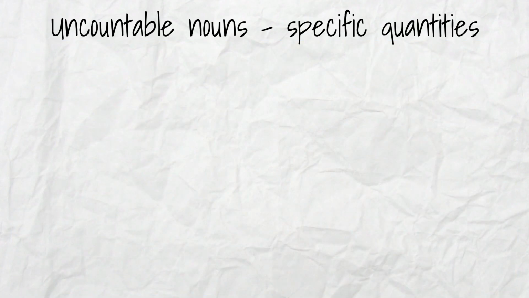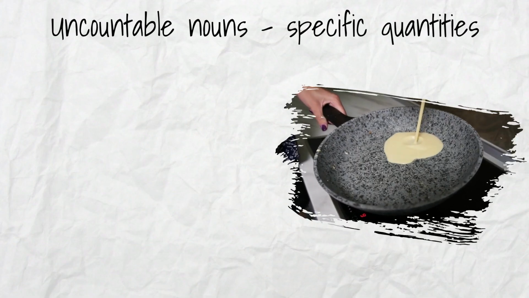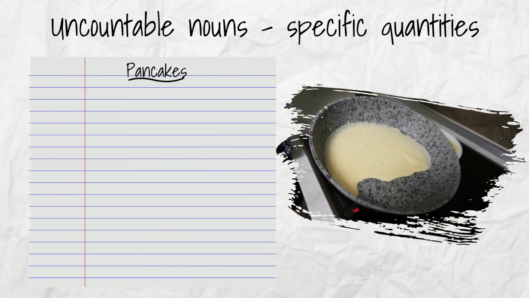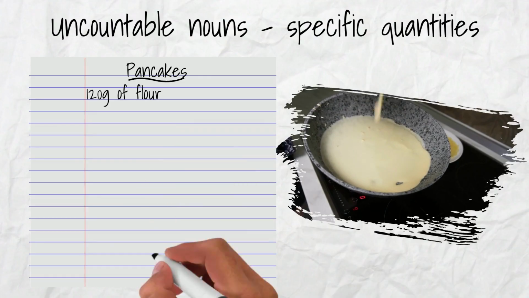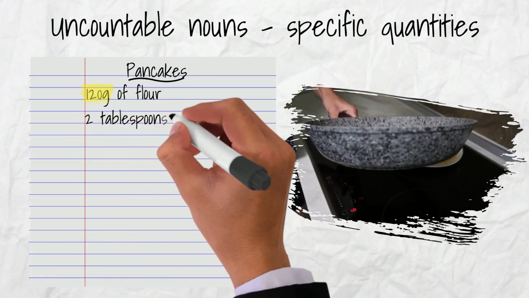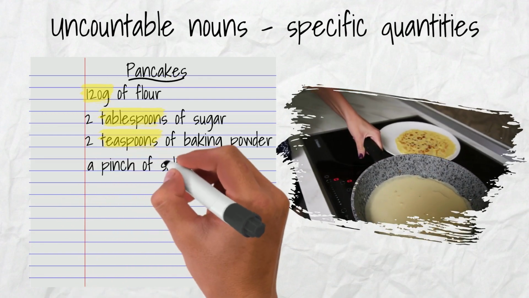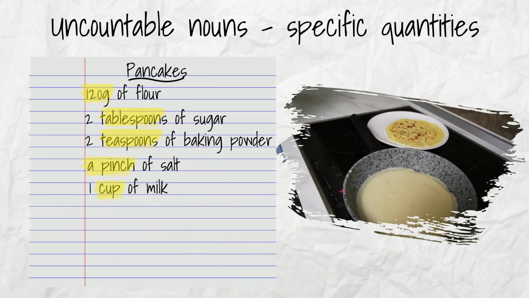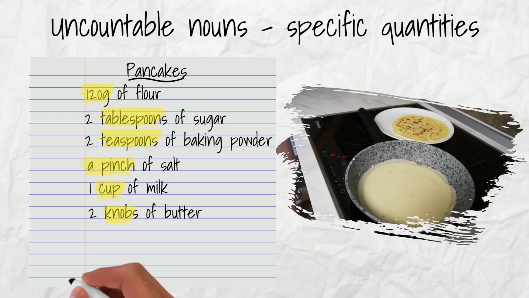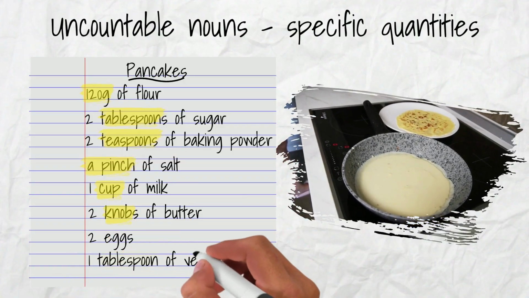We can also use specific measurements with uncountable nouns. This is common in food recipes. For example, a simple recipe for pancakes requires the following ingredients: 120 grams of flour, 2 tablespoons of sugar, 2 teaspoons of baking powder, a pinch of salt, 1 cup of milk, 2 knobs of butter, 2 eggs, and a tablespoon of vegetable oil.